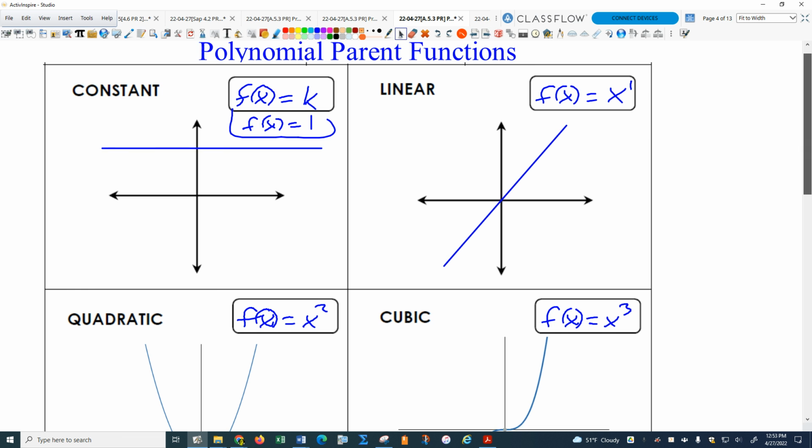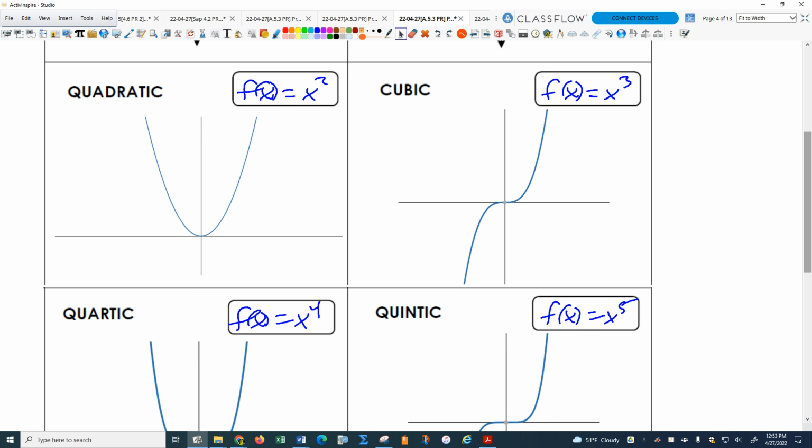Okay, if we kept going, well, we're familiar with this one too, quadratic. If we take the simplest quadratic polynomial, that's just going to be a monomial with a leading coefficient of 1, so f of x equals x squared. And we know what that looks like. It's just a really simple parabola, right, with the vertex at the origin, okay?